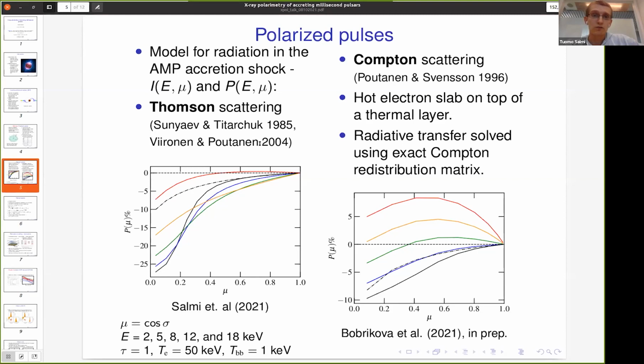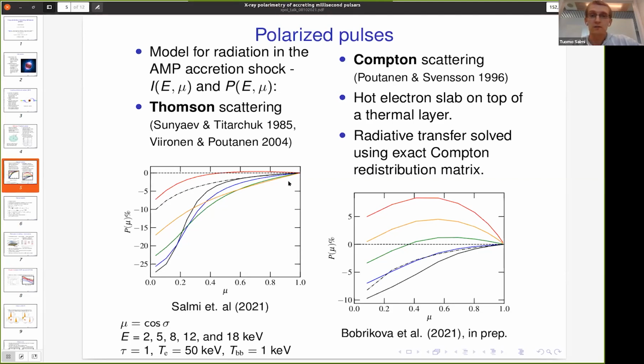So far, what people have used, or at least what we used in our previous paper, was this relatively simple Thomson scattering model, which is based on the earlier works by Sunyaev-Titarchuk and Viironen-Poutanen in 2004, where you have this sort of dependency of polarization degree as a function of emission angle for different photon energies.